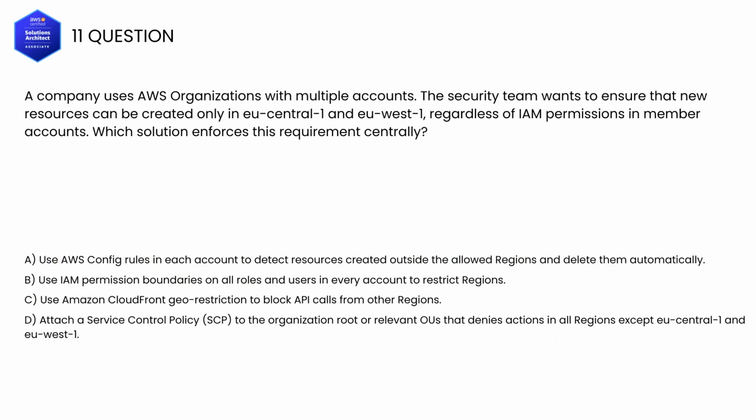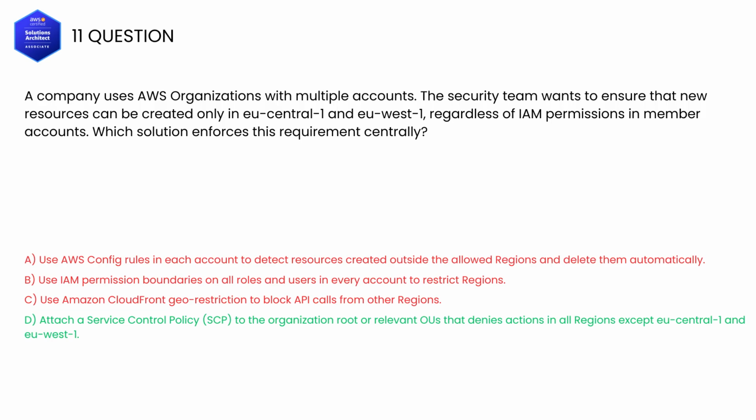A company uses AWS Organizations with multiple accounts. The security team wants to ensure that new resources can be created only in eu-central-1 and eu-west-1, regardless of IAM permissions in member accounts. Which solution enforces this requirement centrally?